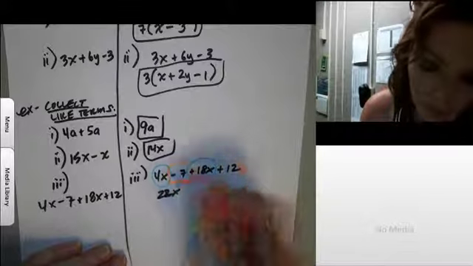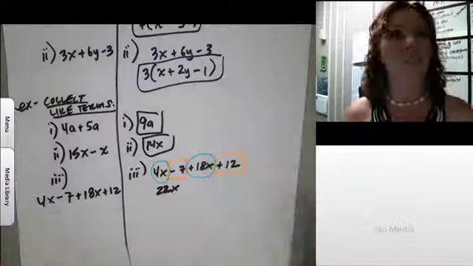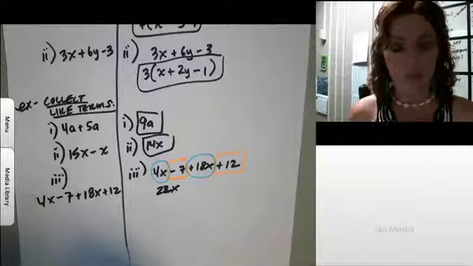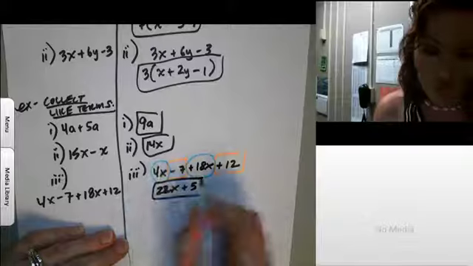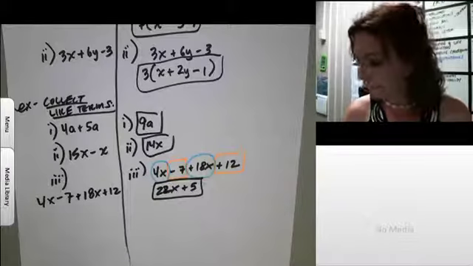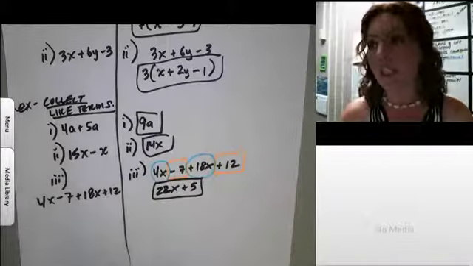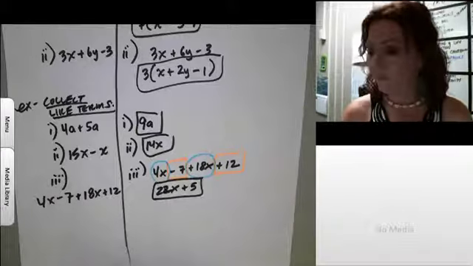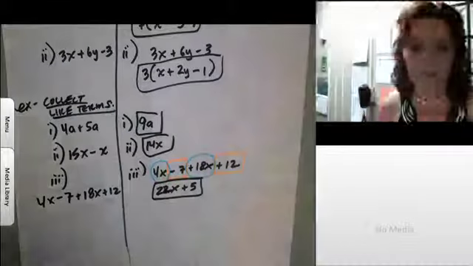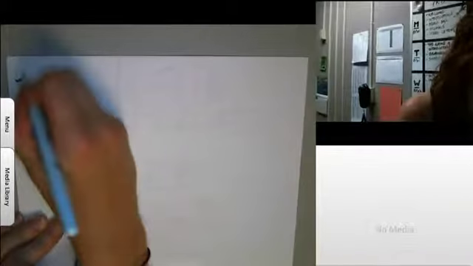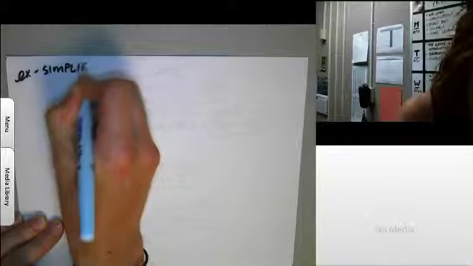Okay, and then we want to do the same thing with any other numbers. So we have a negative 7 and we have a positive 12. Negative 7 plus 12, what does that come out to? Positive 5. So we have 22x plus 5. All right, how are we doing on questions? Okay, last type of example and then we are done. Okay, so let's see. All we are doing here is simplifying. So we'll just do a few of these, okay?